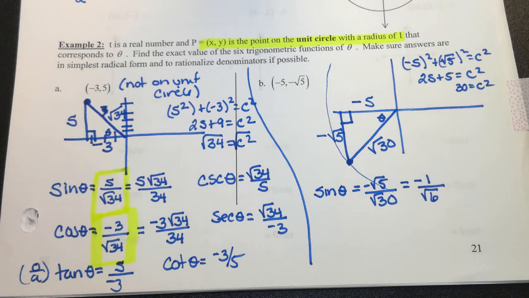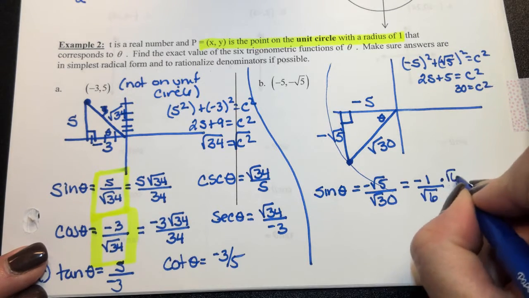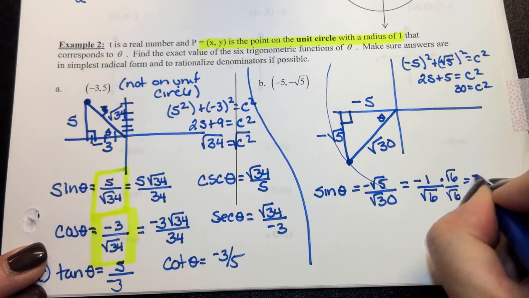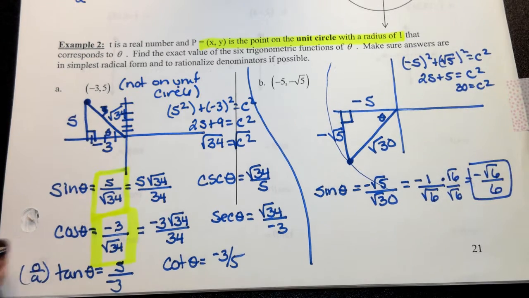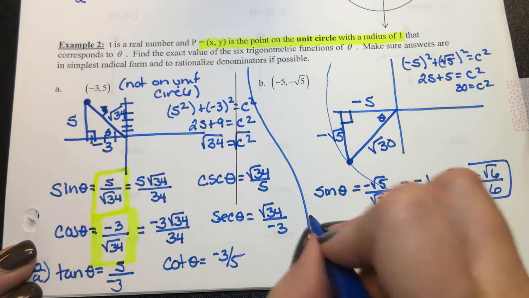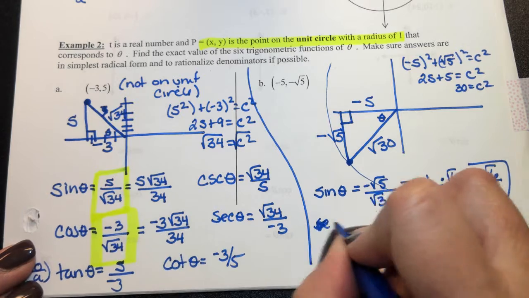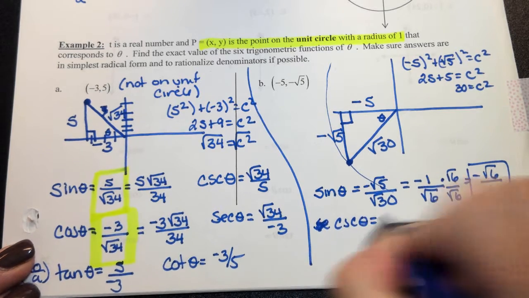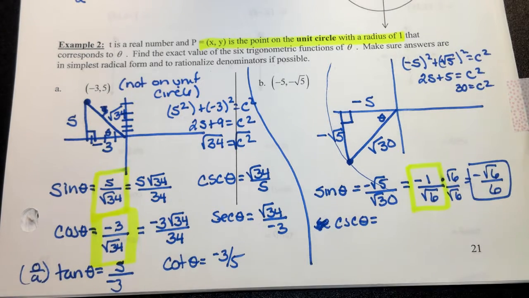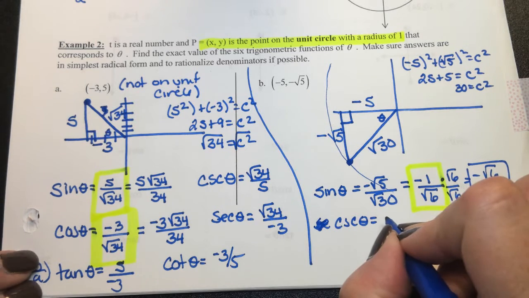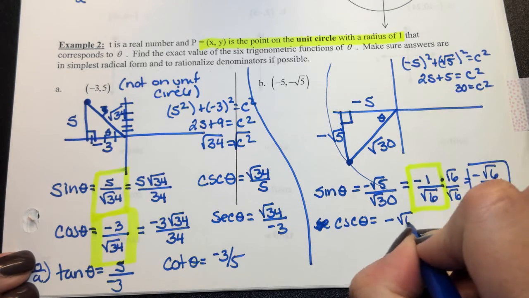So now, how am I going to rationalize this? I'm going to multiply my numerator and denominator by square root of 6. So I have negative square root 6 over 6. So there's your sine. Its reciprocal, cosecant theta. Again, use the fraction before you rationalized. So what's the cosecant of theta going to be? Negative square root 6. Don't forget your negative.